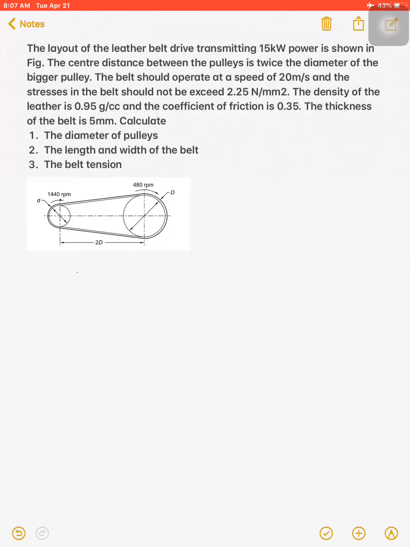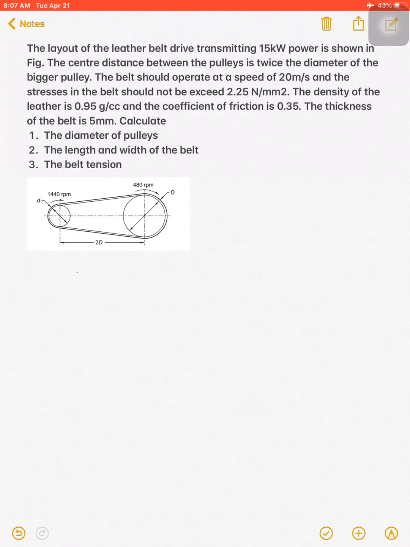Hi everyone, in this video I'm going to solve one example problem on belt drives. The question is: the layout of the leather belt drive transmitting 15 kilowatt power is shown in the figure. The center distance between the pulleys is twice the diameter of the bigger pulley.